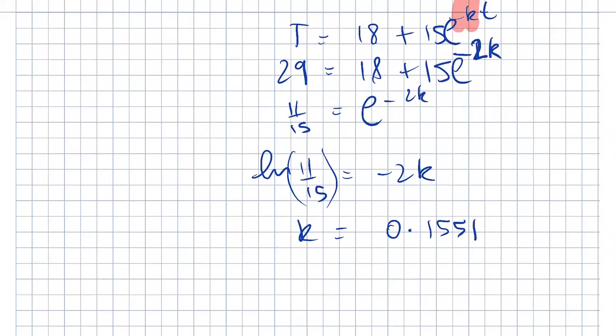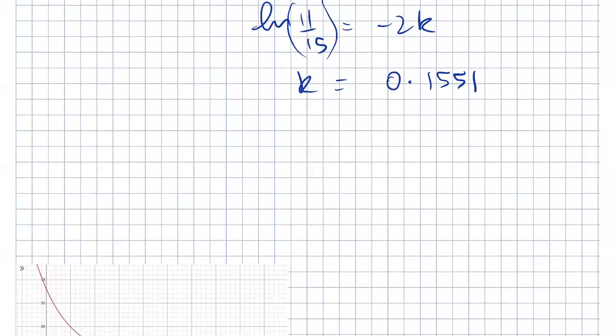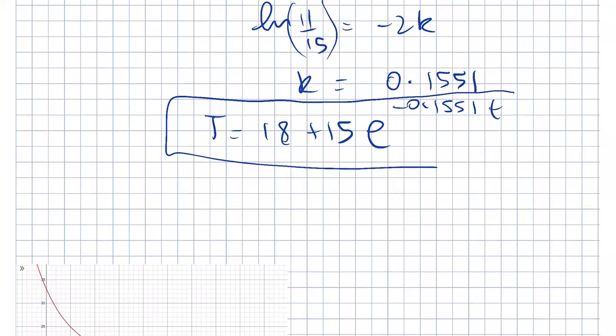0.1551. So we now have an equation to calculate the cooling of the whale. T equals 18 plus 15 times e to the negative 0.1551t. So we can now use this to go ahead and work out some other stuff.